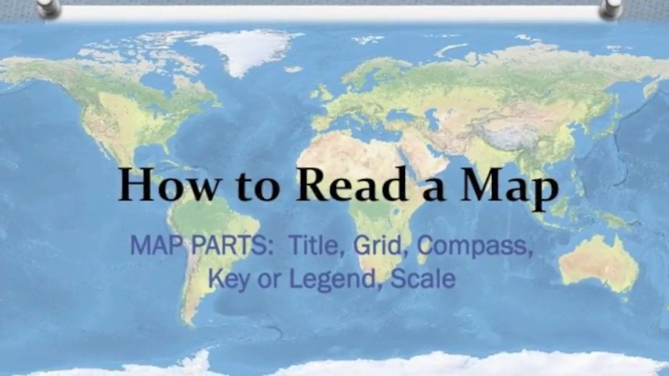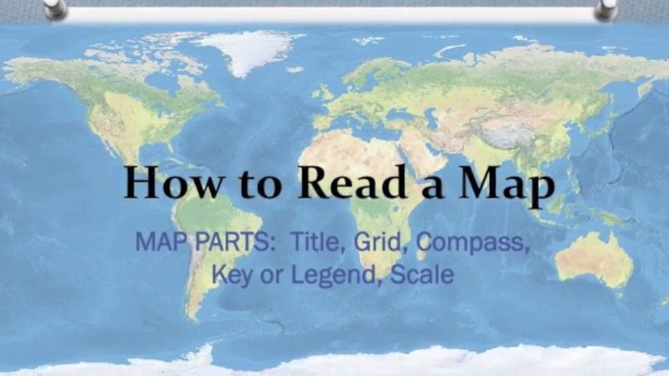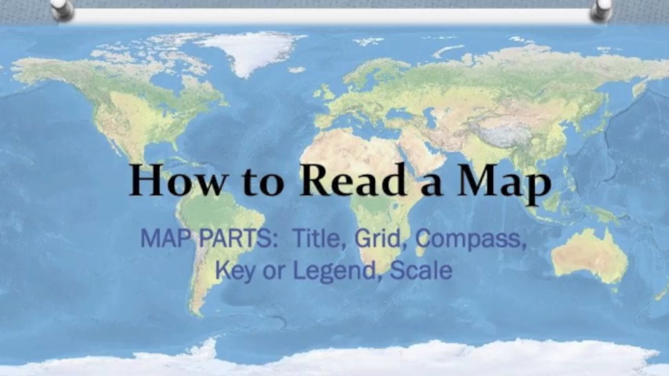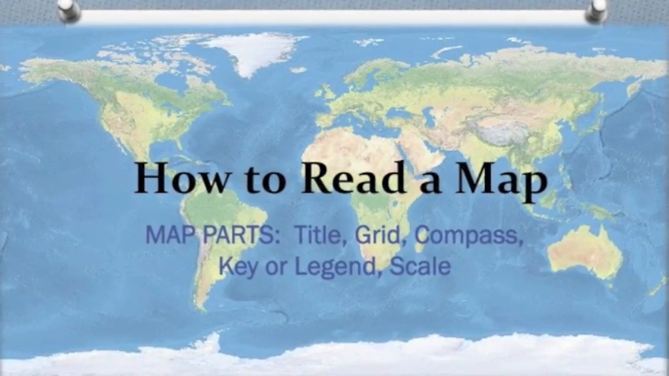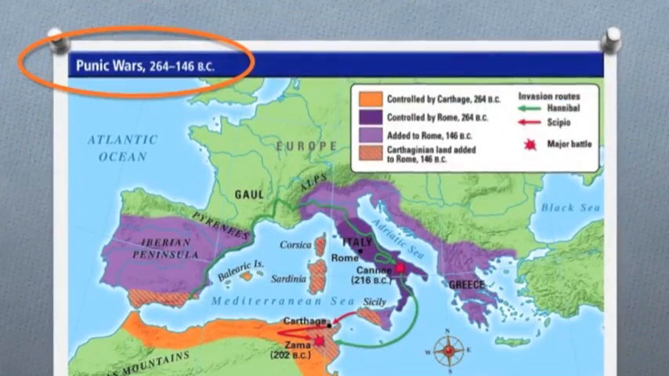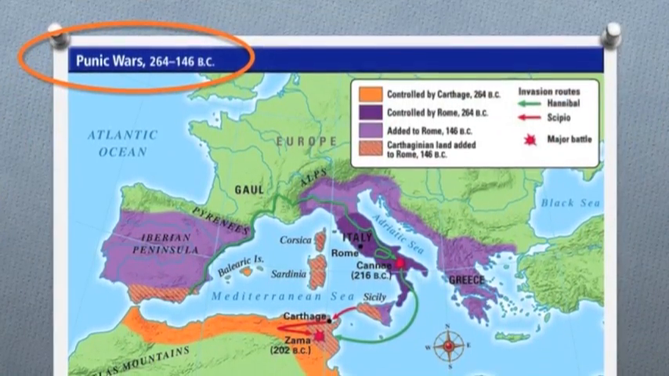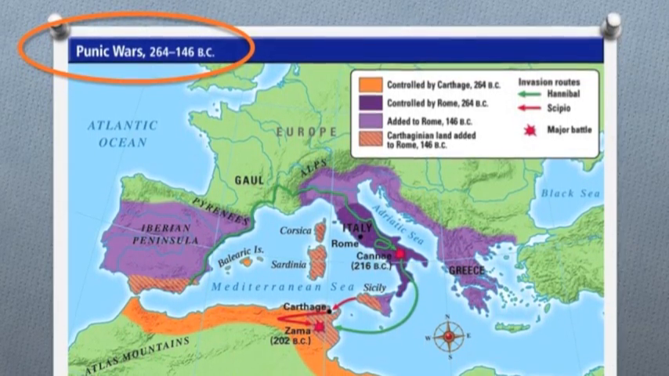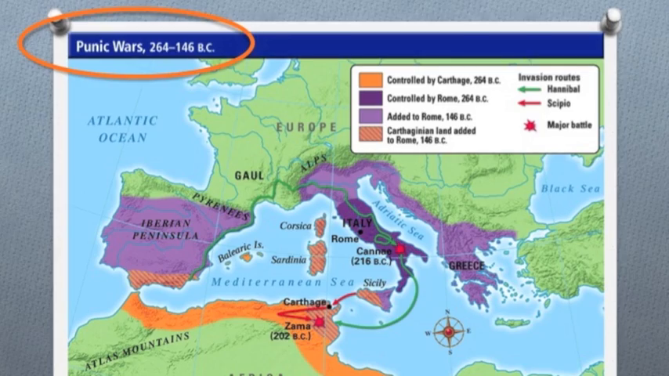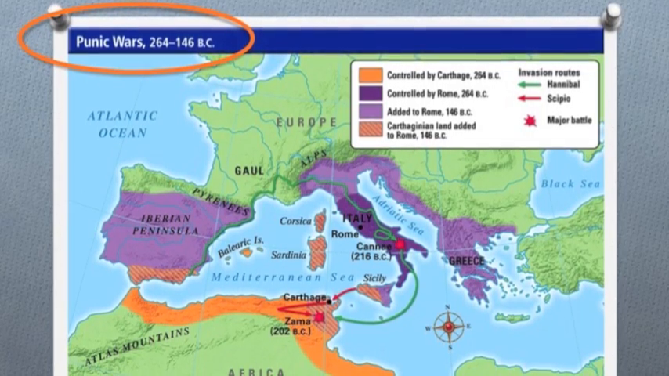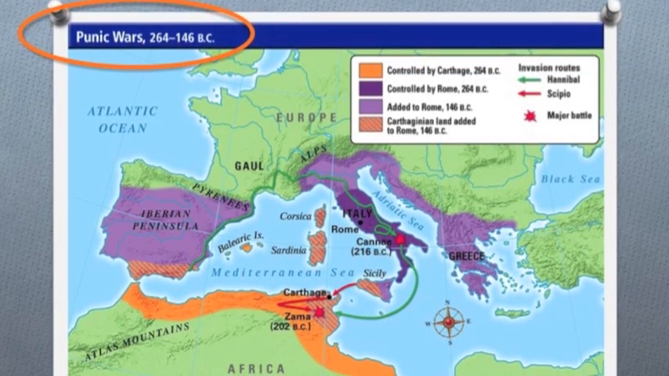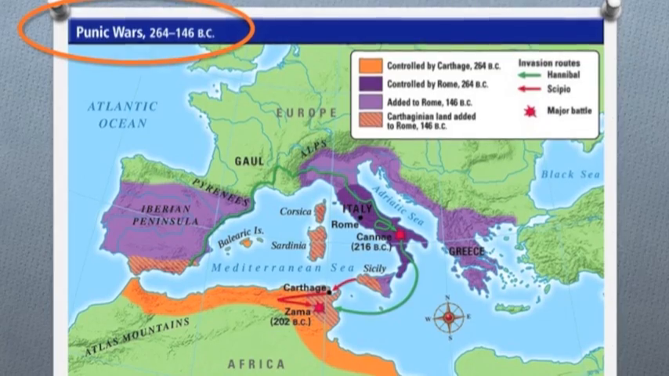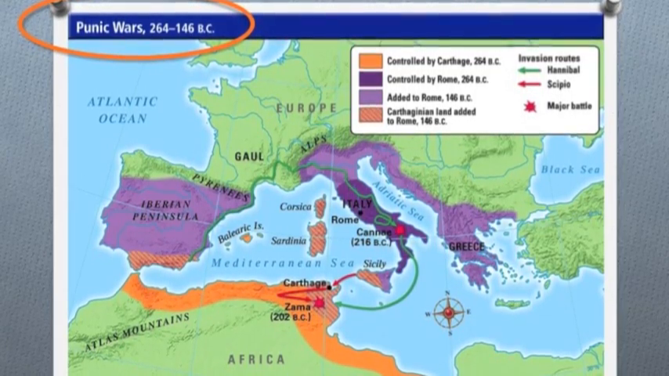Now that we've spent some time identifying the different types of maps, let's move on to our second goal: how do we read and understand a map? The title of the map indicates what the map is about. This is always the first part of a map you should look at and read. The title of this map is the Punic Wars, 264 through 146 BC, so we know that this map is going to give us information on the Punic Wars.